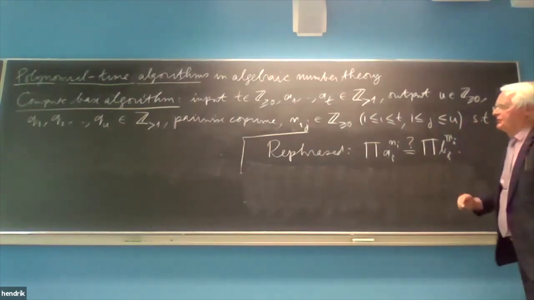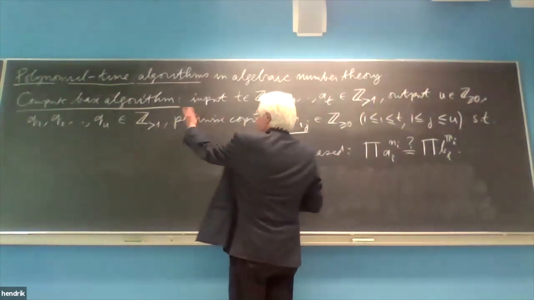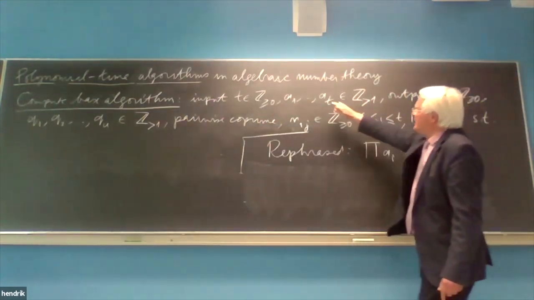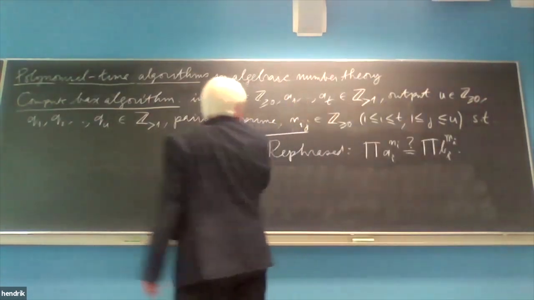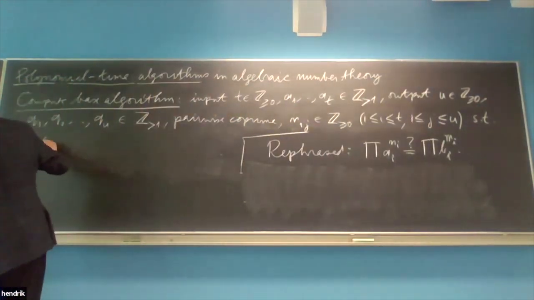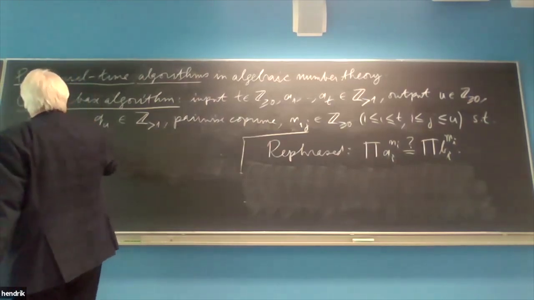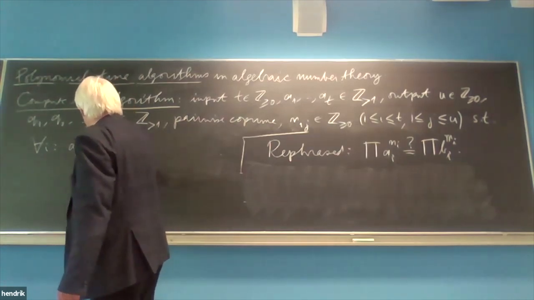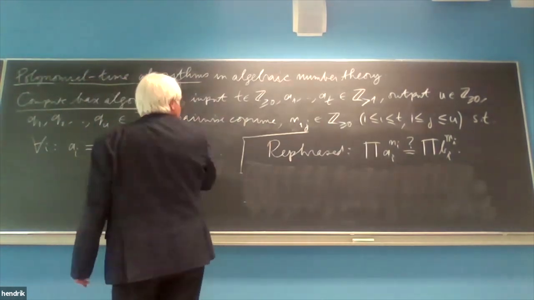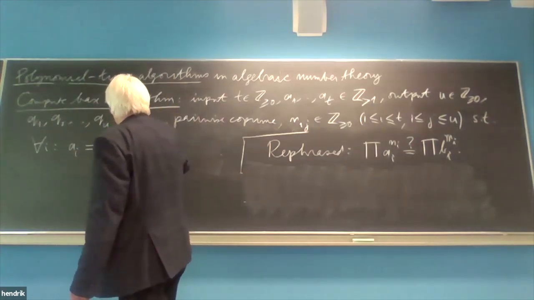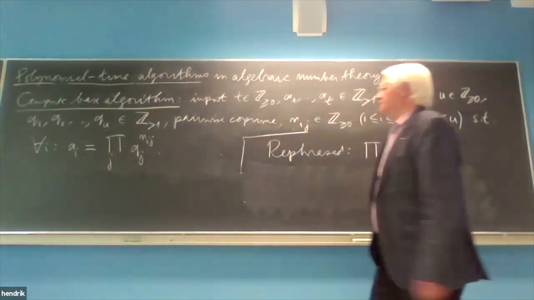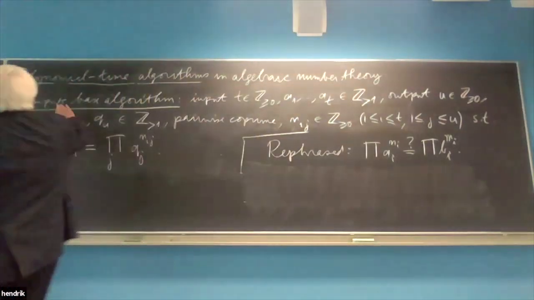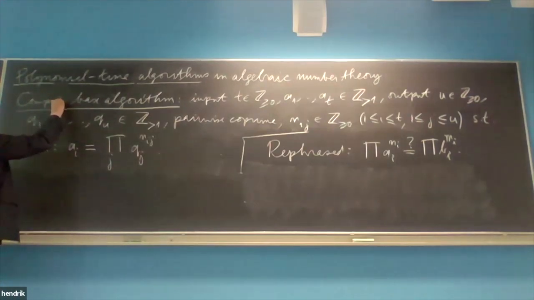And that is the third property. They are prime enough for our purposes, and our purposes are to factor those a_i in terms of our mock prime numbers. So for each i from 1 to t, a_i is the product over j of q_j to the power n_ij. So that is the co-prime base algorithm. It says compute, but that really should be co-prime base.